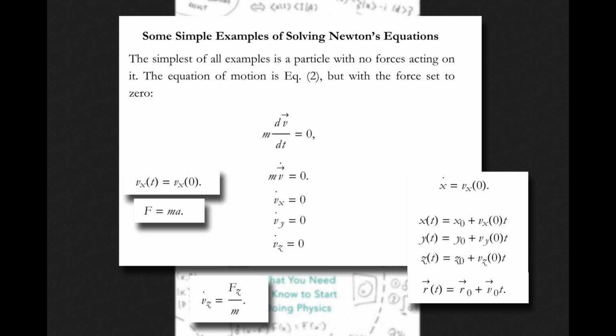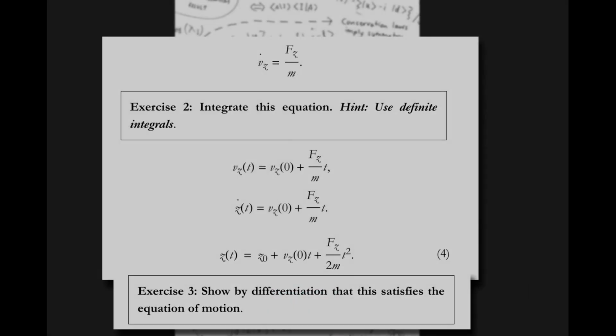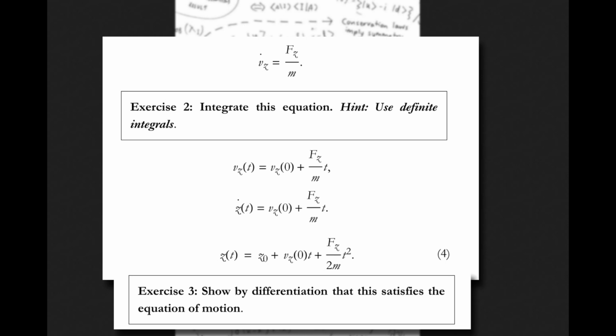A more complicated motion results from the application of a constant force. Let's first carry it out for just the z direction. Dividing by m, the equation of motion is v-dot z equals capital Fz divided by m. Exercise 2. Integrate this equation. Hint: use definite integrals. From this result, we deduce Vz(t) equals Vz0 plus Fz/m t. This is probably the second simplest differential equation.